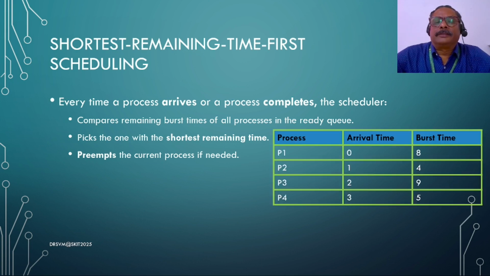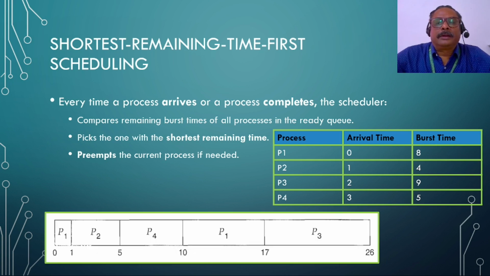So take up an example. We have 4 processes with burst times 8, 4, 9, 5 and arrival times 0, 1, 2, 3. At time 0, only P1 was available with burst time 8, so it starts executing P1. But at 1, P2 comes in with a burst time 4, so it starts executing.